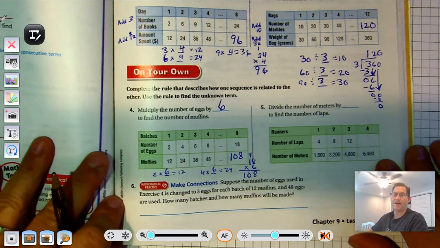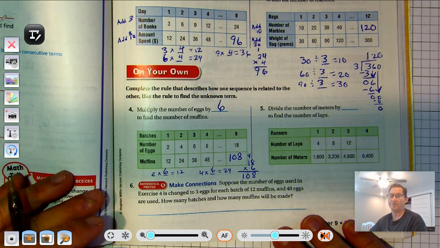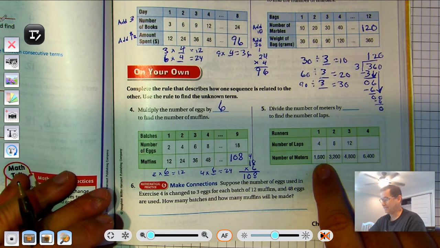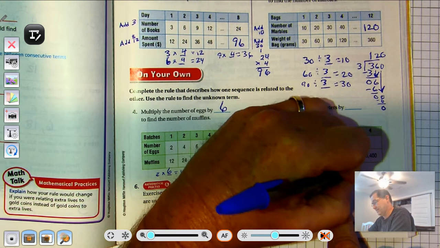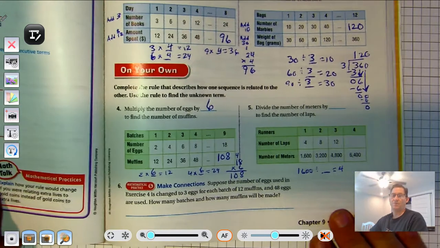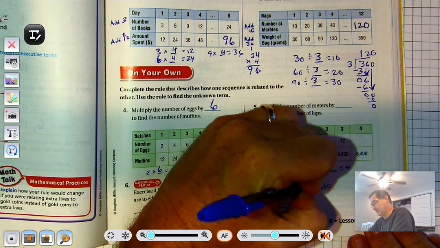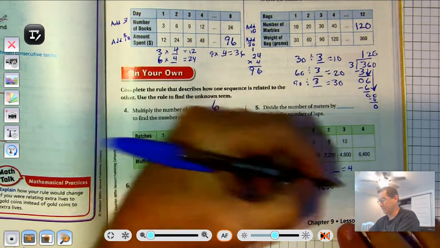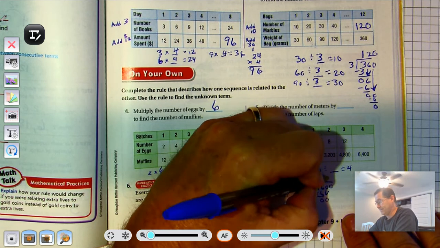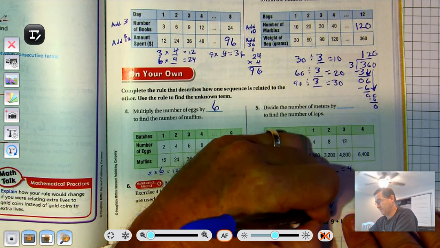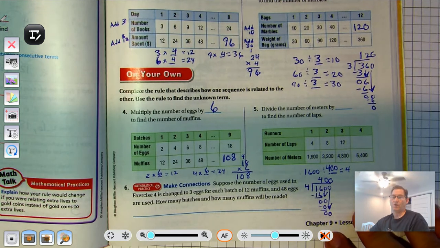All right, number 5. Divide the number of meters by something to find the number of laps. So 1600 divided by something equals 4. Well, remember, 4 is a factor of 1600, so I can actually do 1600 divided by 4 to get the missing number. 4 times 4 is 16. Subtract, we get 0. Bring down the 10s. Bring down the 1s. So 400. So 1600 divided by 400 is 4.